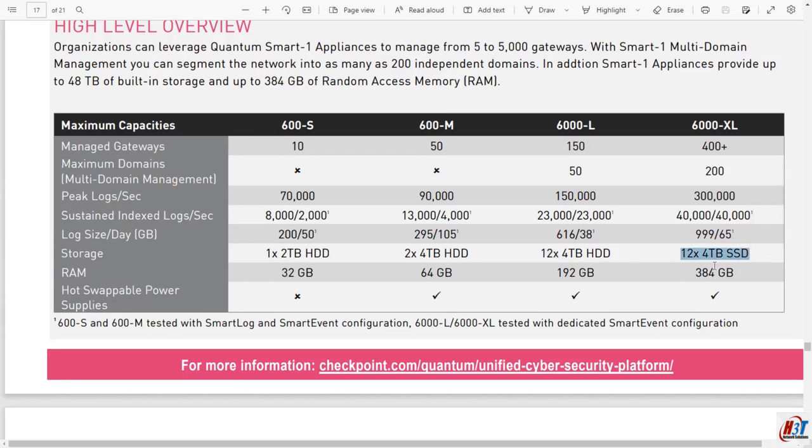The RAM, which basically will result in improved performance, right? Then RAM here you get on the 600S 32 GB, you get 64 GB on the 600M, you get 192 GB on the 6000L, and you get 384 GB on the 6000XL. And the power supply, you don't get a RPS on the 600S, while you get RPS on all other three models, which are 600M, 6000L and 6000XL.